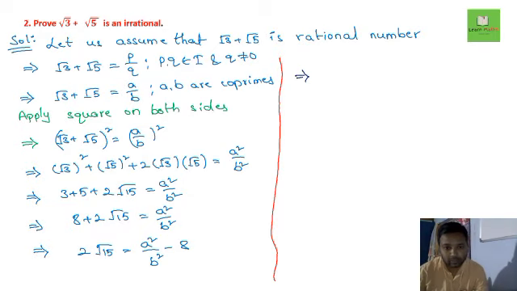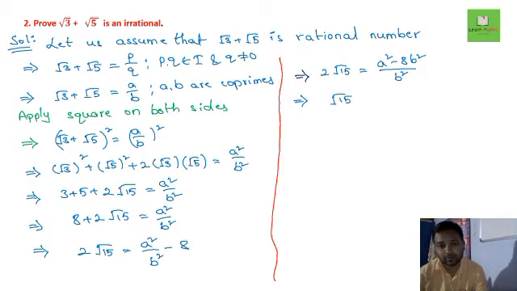So here 2 root 15 is equal to 8, b square is the LCM. So a square minus 8 b square by b square. 2 is multiplying to root 15, so you can apply transposition again. Therefore root 15 is equal to a square minus 8b square by 2b square. So here I am going to conclude this problem.